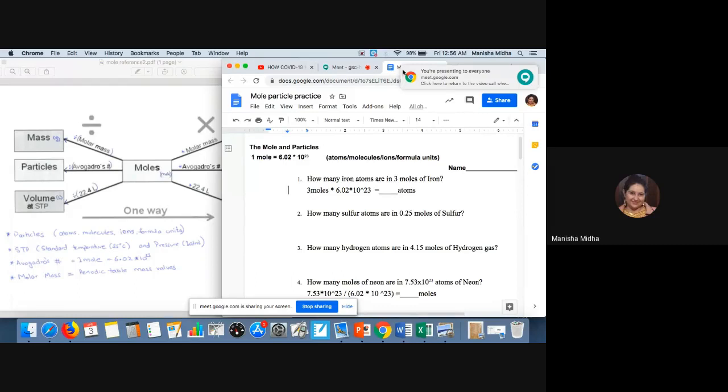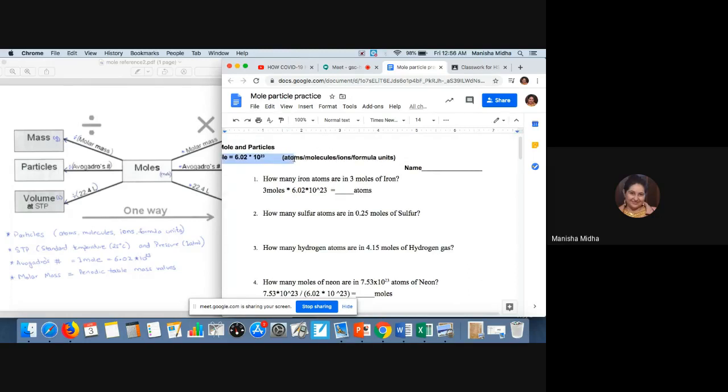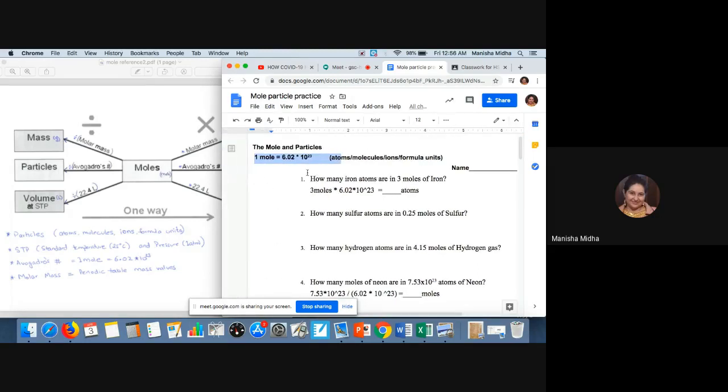Doing great. I am introducing a new lesson. It's called moles, and this is your first handout, moles and particles. So, 1 mole, I'm going to introduce this vocabulary word. 1 mole is equal to 6.02 times 10 to the power 23.